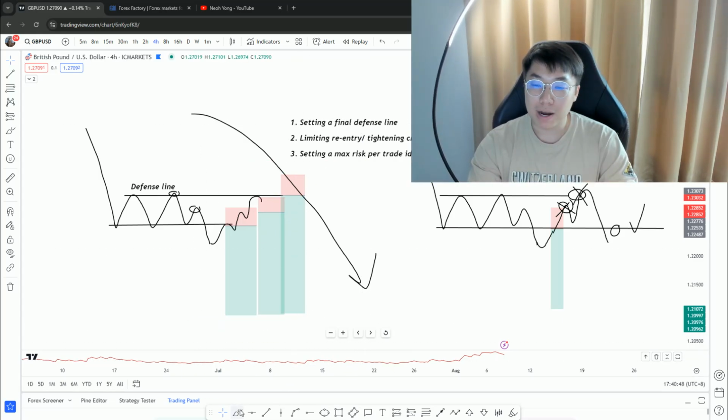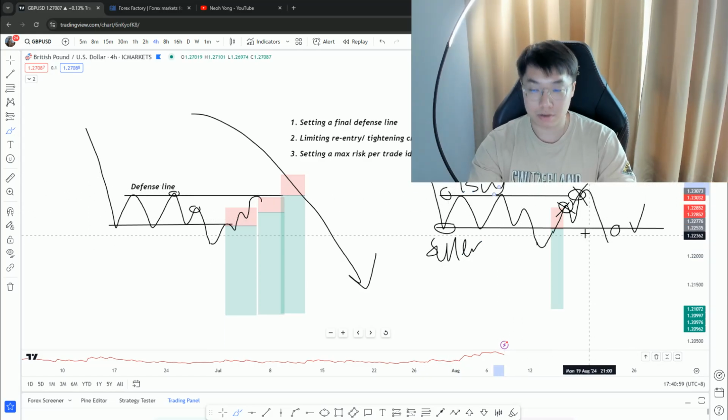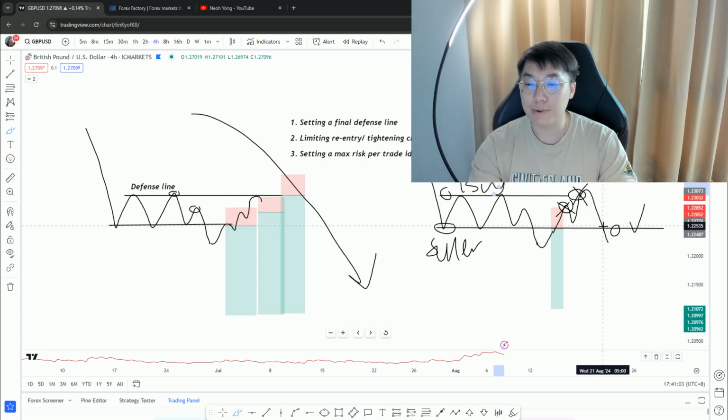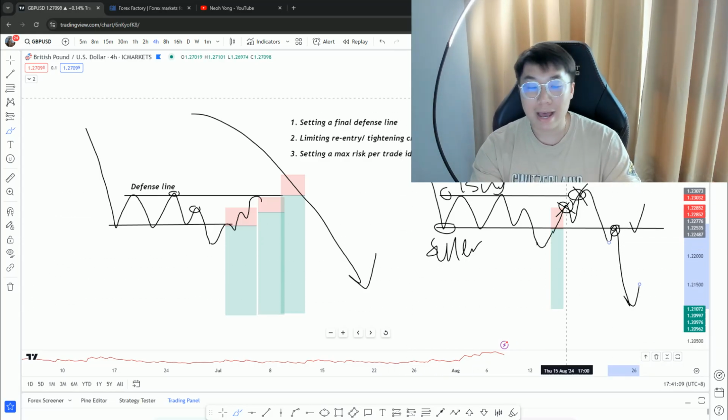So mark up your territory and say anything under this level is seller's territory. Anything above this level is buyer's territory. So you will not be reshorting until you see price close back under the support and you go short there. That's just how simple it is.